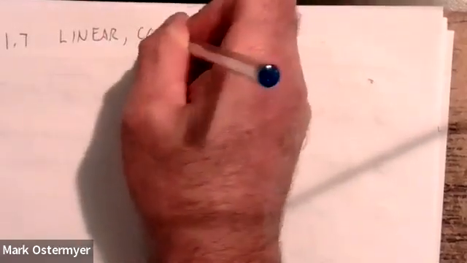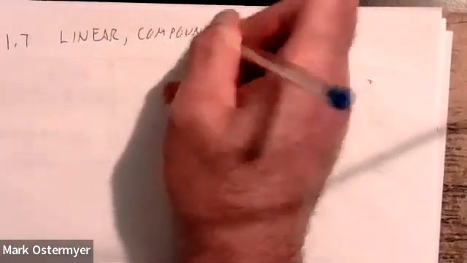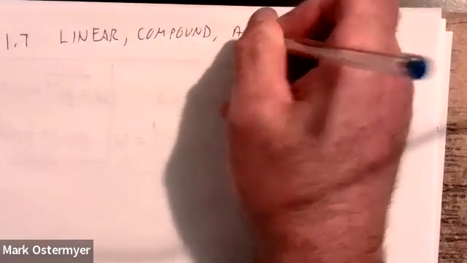So section 1.7 is entitled linear and compound and absolute value inequalities.